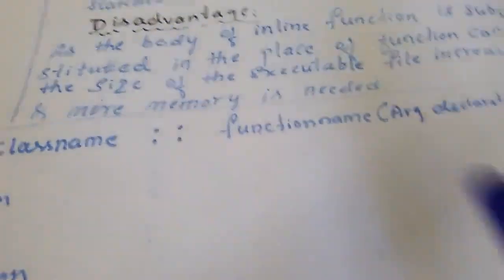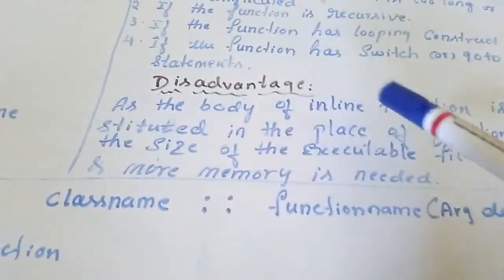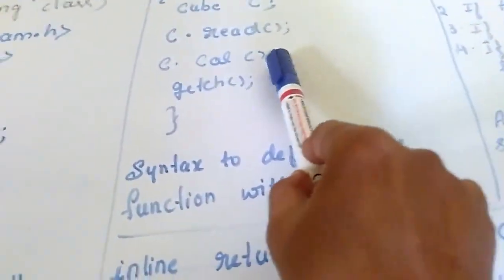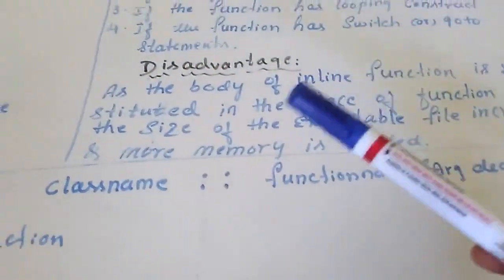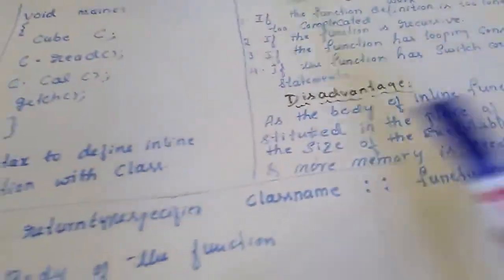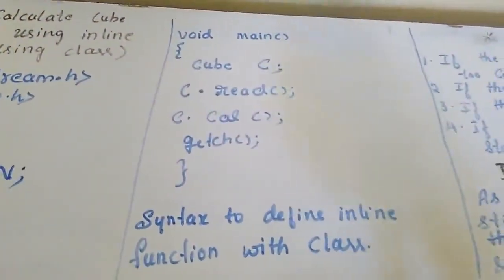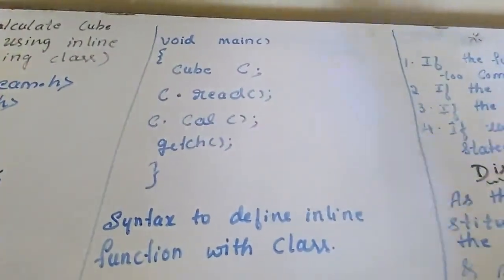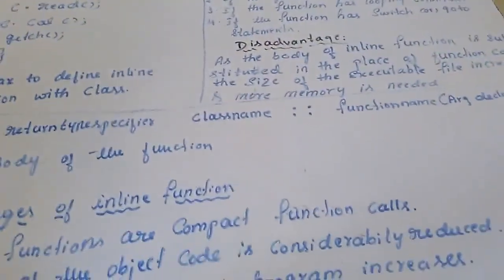That is the disadvantage. See here, the body of the inline function is substituted in the place of the function call. What does it mean? The body of the inline function is substituted at the place of the function call when it is called, isn't it? The size of the executable file increases and more memory is needed. That instruction has to come here, no? So it requires more memory, and if that function has more instructions or more looping statements, it's difficult to manage the memory here. So that is the disadvantage of inline function.